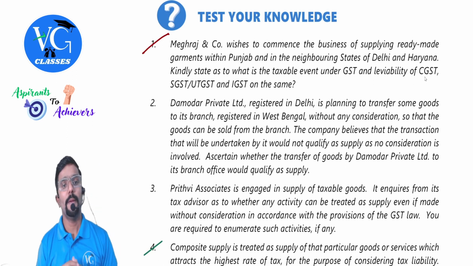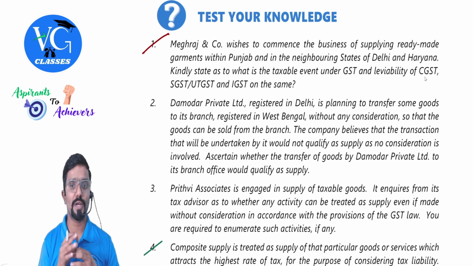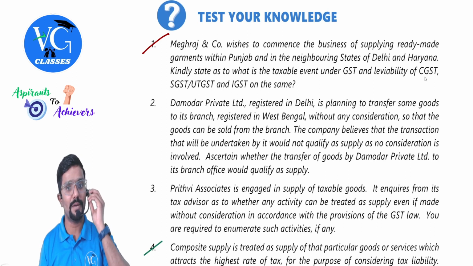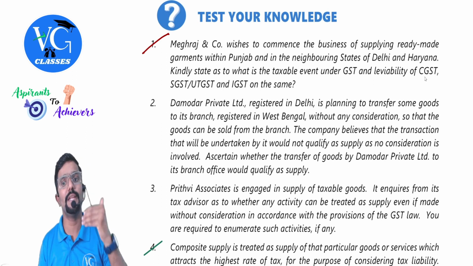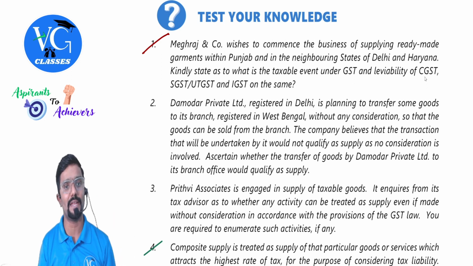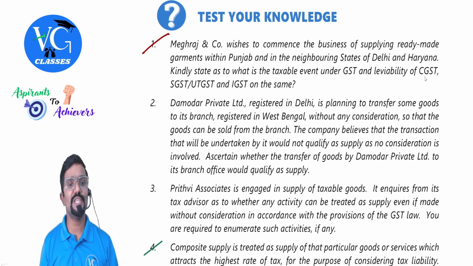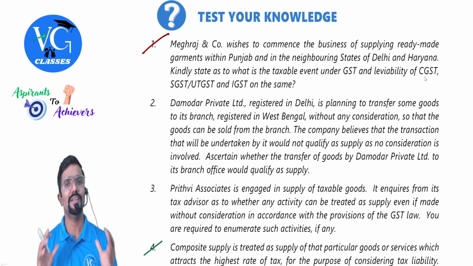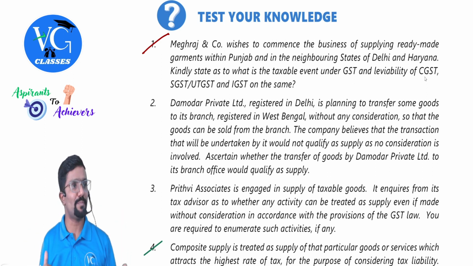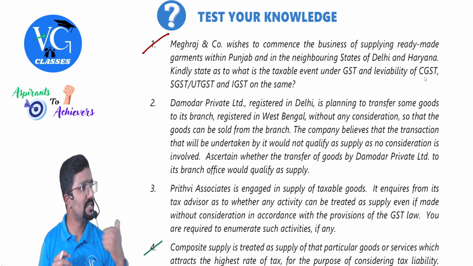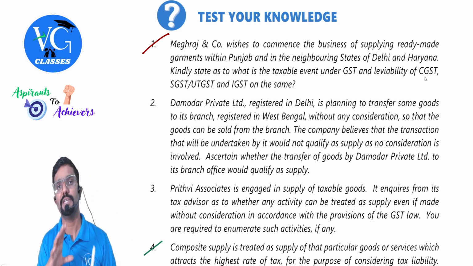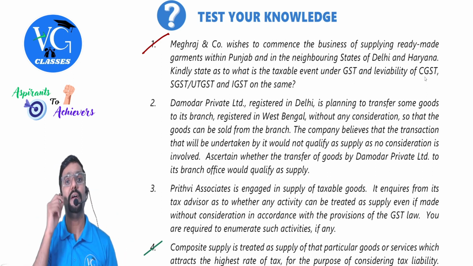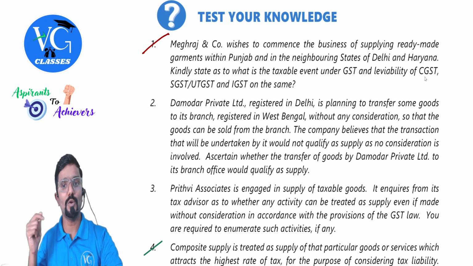First one. Meghraj and Co. wishes to commence the business of supplying ready-made garments within Punjab and in the neighboring states of Delhi and Haryana. Kindly state what is the taxable event under GST, supply, and leviability of CGST, SGST, UTGST and IGST on the same. Guys, simple. If the supply is intra-state supply, that is within the state, what would be levied? CGST plus SGST. And if it is outside the state, what is levied? IGST.